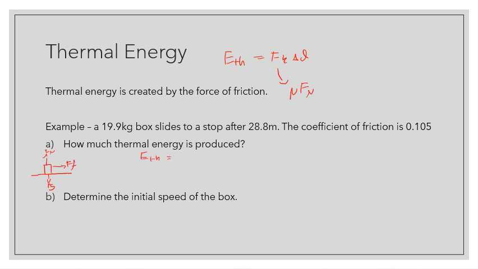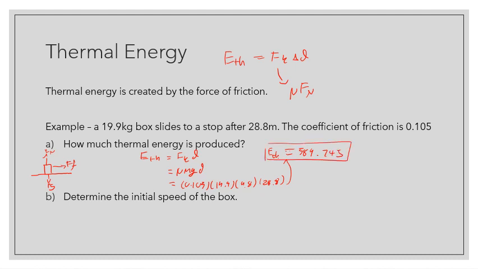ETH is equal to Fk times D. That's actually equal to mu times mg. Mg is the force of gravity and it has the same magnitude as the normal force. That's times d, the distance. So that comes out to be 0.105 times 19.9 times 9.8 times 28.8. That means that ETH, the thermal energy produced, is equal to 589.74 joules.